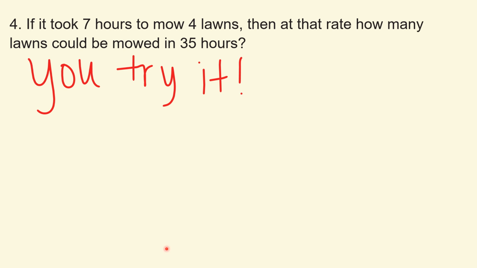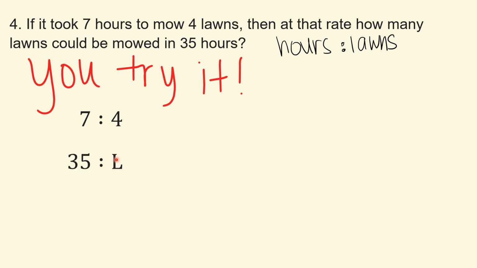All right, so I'm going to set up my ratio as hours colon lawns. All right, so I have 7 hours colon 4 lawns. And I'm asking the question, how many lawns can I mow in 35 hours? So 35 is going to go first, remember, because hours is on the left of the colon, lawns is on the right. So I'm going to do 35 colon L. I'm using a capital L instead of lowercase because a lowercase l kind of looks like a 1. So I'm just using a capital L there to avoid any confusion.